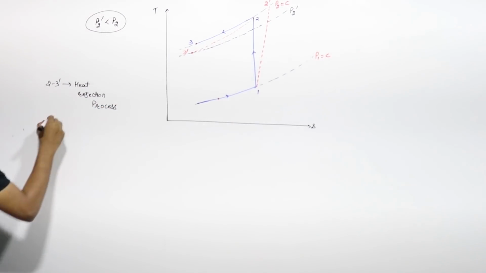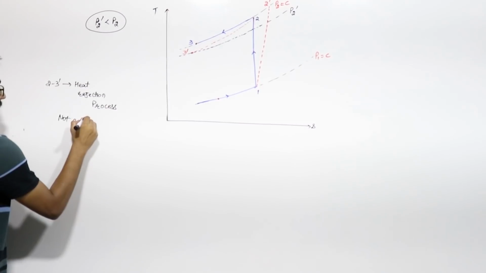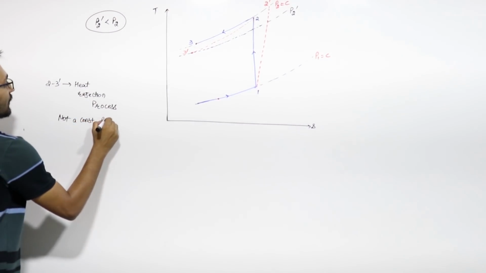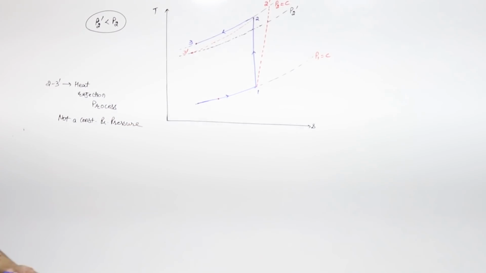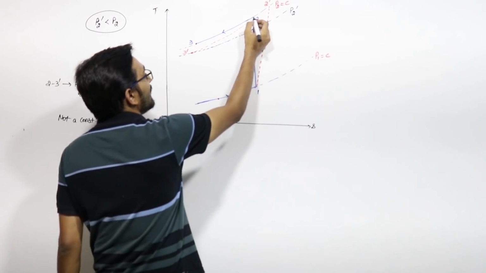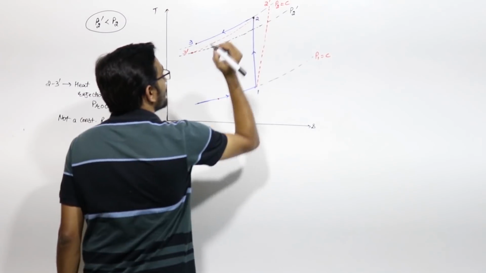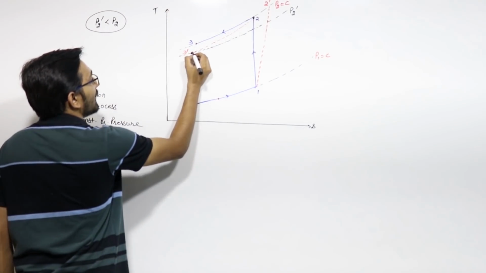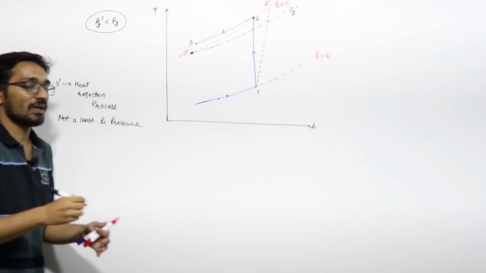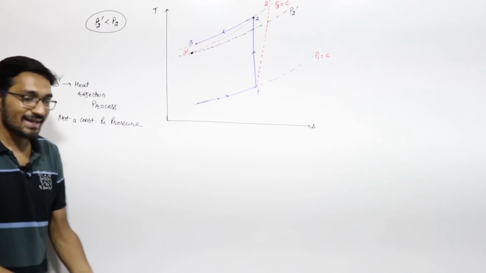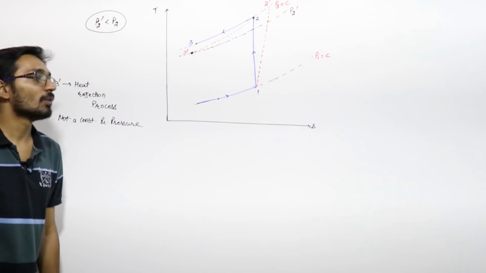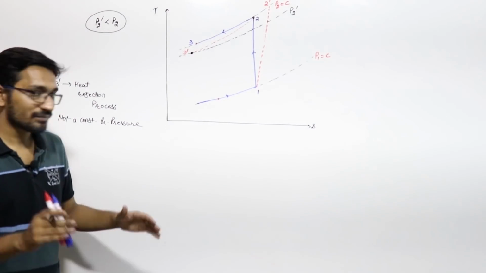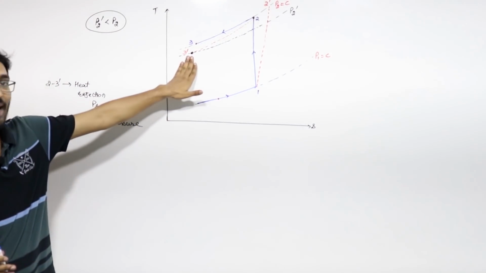It is not a constant pressure process. Now the pressure changes from P2. At this point pressure is P2, and at this point pressure is P2 dash. So it is not a constant pressure process. It is just a simple polytropic process of heat rejection. Now where do you reach? You reach 3 dash.